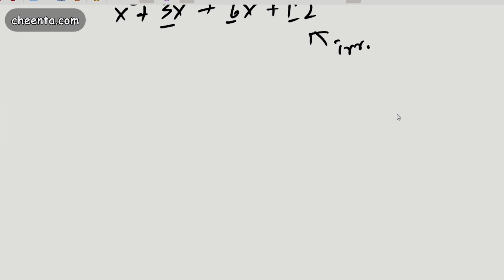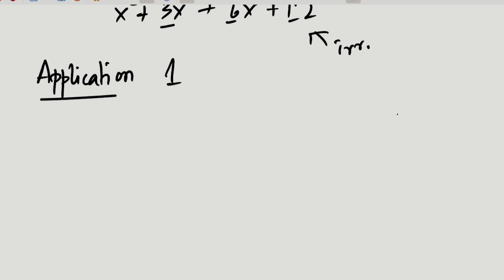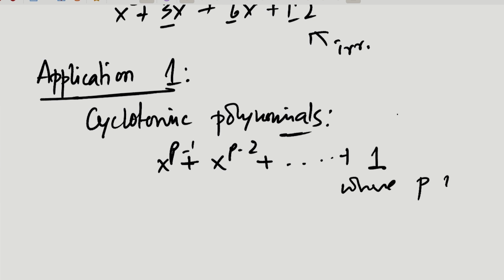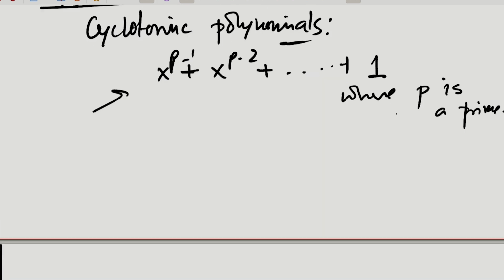As I promised, there are 2 applications. Application 1 is cyclotomic polynomials. What are they? They're these polynomials: x to the p minus 1 plus x to the p minus 2 all the way up to 1, where p is a prime. As it turns out, these are irreducible. Clearly, Eisenstein doesn't help us here, right? Because of obvious reasons, there are just no primes that divide the coefficients.